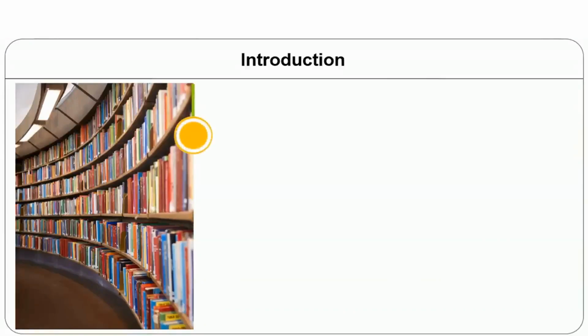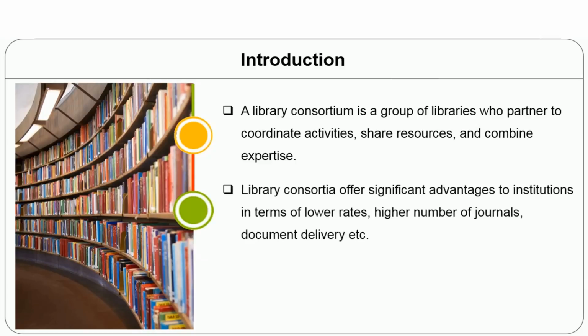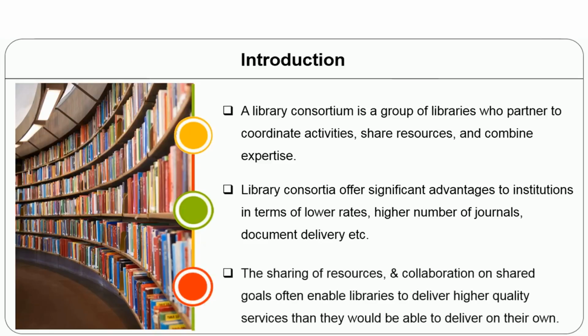So basically a library consortium is a group of libraries which partner to coordinate activities, share their resources and combine their expertise. So library consortia offers significant advantages to institutions in terms of lower rates, higher number of journals and document delivery services, etc. So the sharing of resources and collaboration on shared goals often enable the libraries to deliver higher quality services than they would be able to deliver in their own individual libraries.